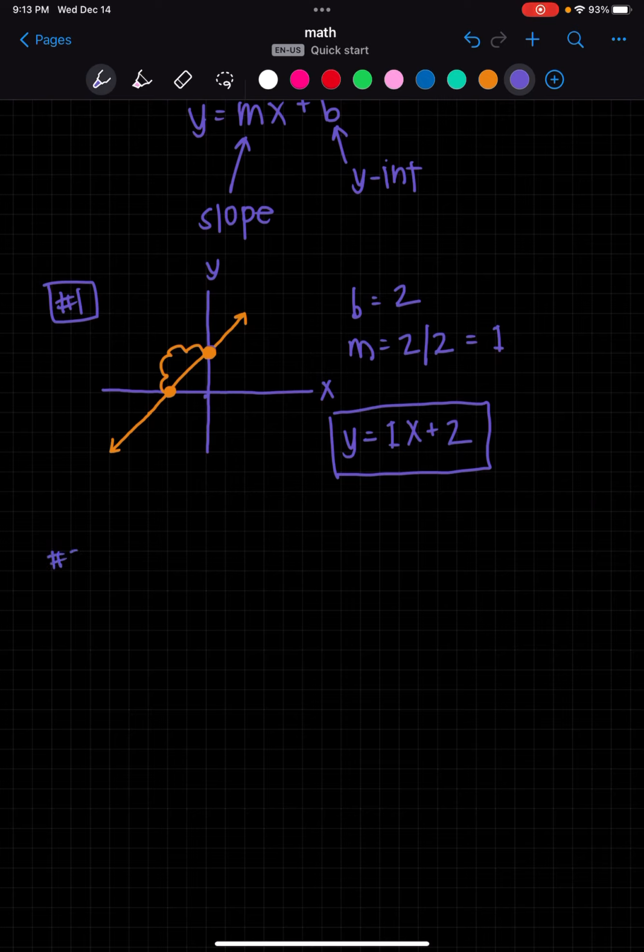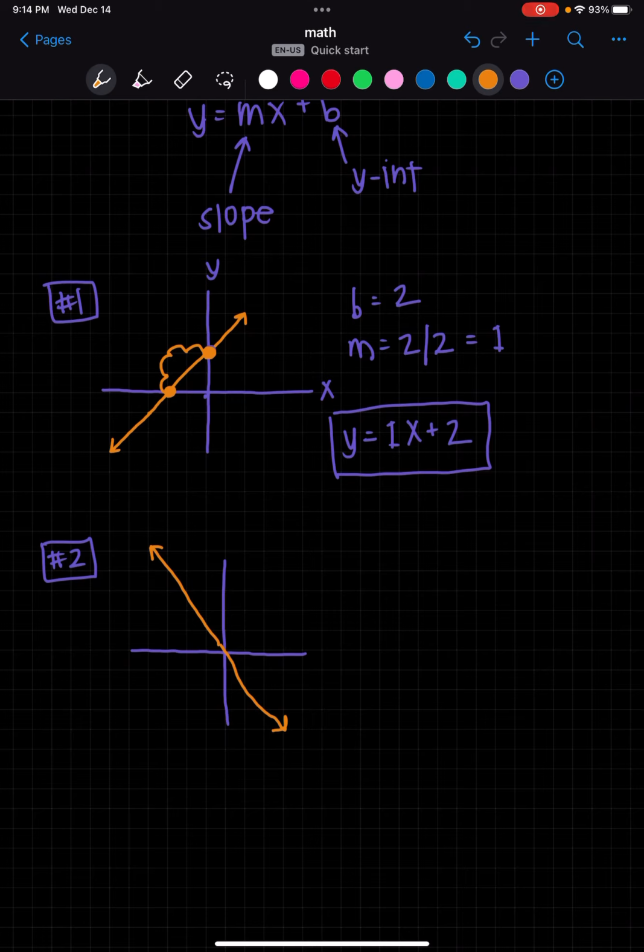The next example looks like this. I am not going to do it justice, but this is what it looks like. You'll be able to see it a little bit better on the actual graph on your paper.